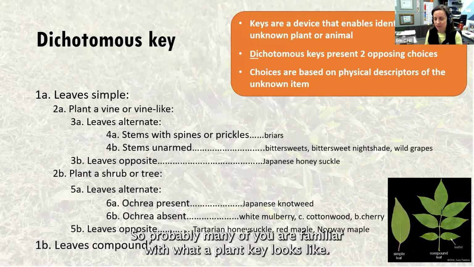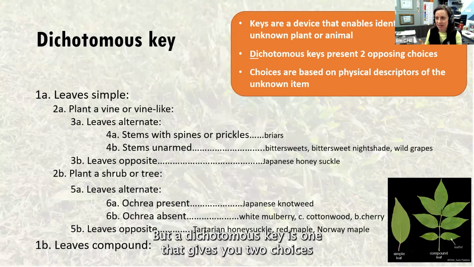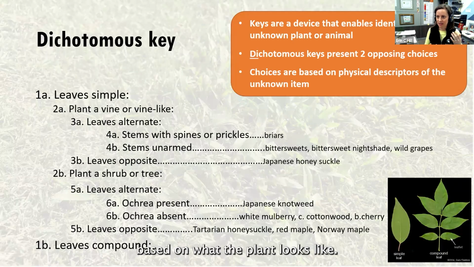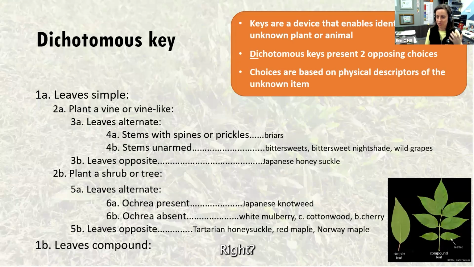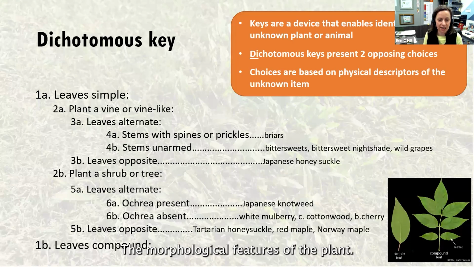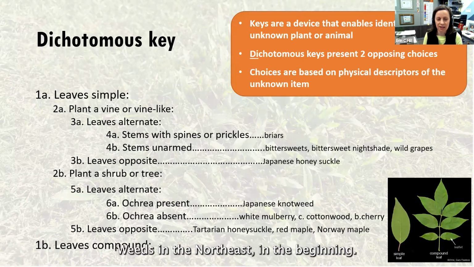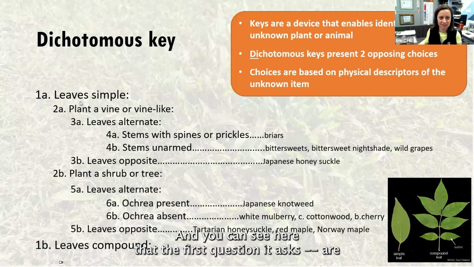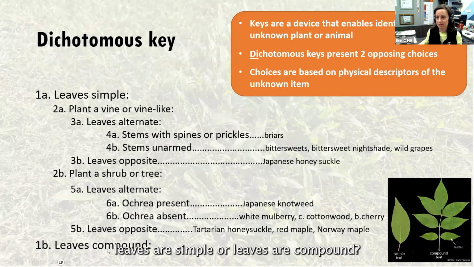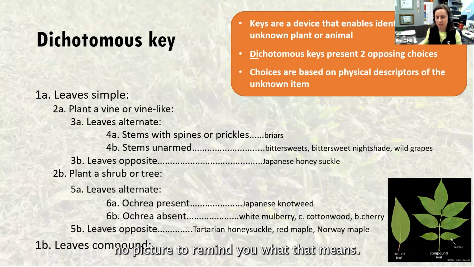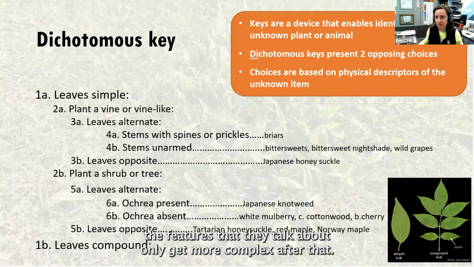So probably many of you are familiar with what a plant key looks like, but a dichotomous key is one that gives you two choices based on what the plant looks like, right? The morphological features of the plant. This is an example from one of the books we use a lot, called Weeds of the Northeast. You can see here that the first question it asks is whether leaves are simple or leaves are compound. But in this particular book, there's no picture to remind you what that means. And the features that they talk about only get more complex after that.